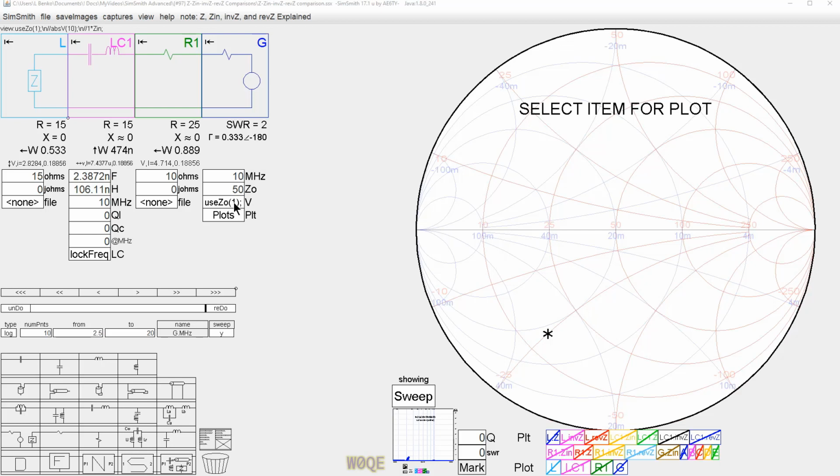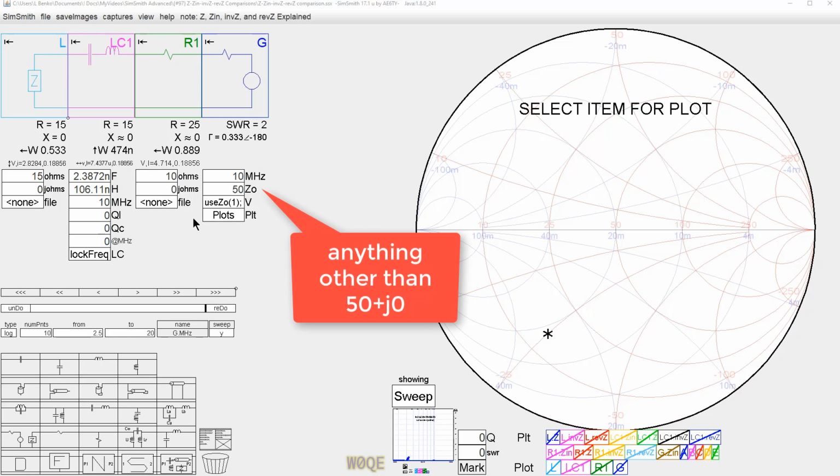You could put parentheses 4 here. You'd have a 4 watt generator. It's a 50 ohm generator. Wants to see a 50 ohm load. Anything less than that, you'll have mismatch loss. And let's look at this circuit.